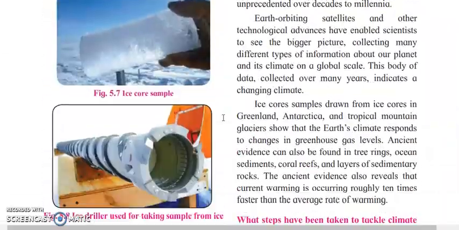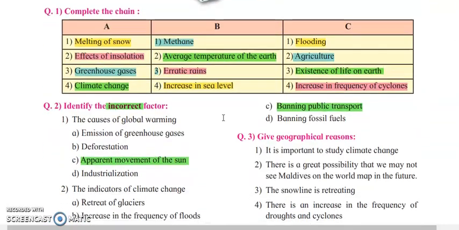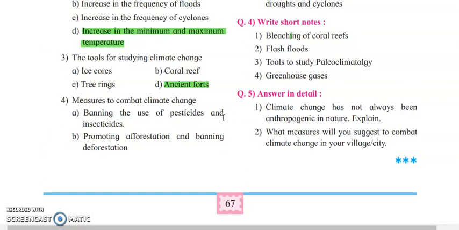Okay, after that we have the second question which is based on what measures will you suggest to combat climate change in your village. So if you want to take an initiative, so what are the things which you will take? So सबसे पहले what you will do, you are going to increase the plantation of trees, that is called as afforestation. Then you are going to decrease the cutting of trees. Deforestation को आप strictly ban करोगे.